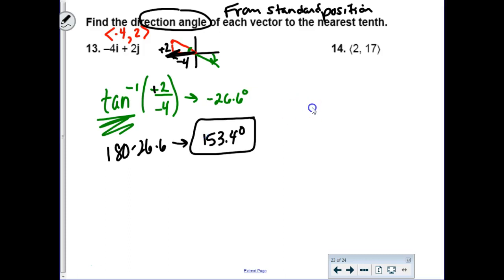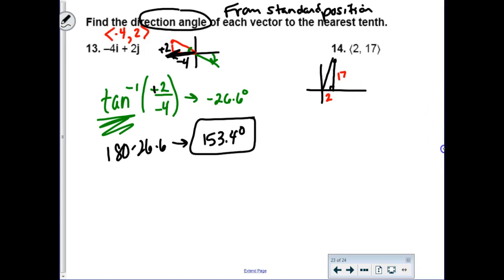All right, number 14. Let's draw it. Clearly it's in the first quadrant. 2, 17, sure. To scale as always, Abruzzo. My goodness, it's like they're getting worse. All right, this is 2, this is 17.